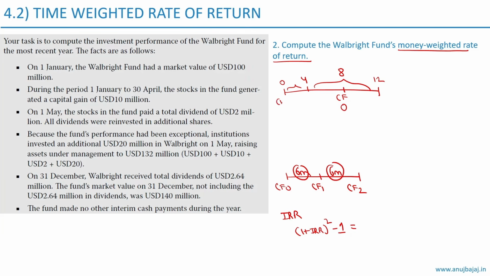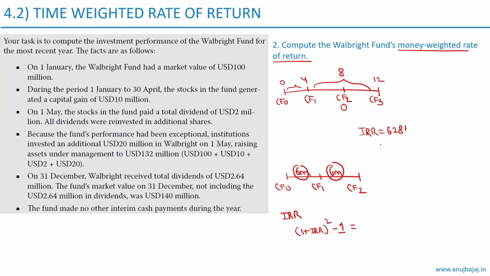So we have CF0, CF1, CF2 as 0, and we have CF3. So now we have equal periods where each period is of 4 months. When you enter the data into the calculator, you will get the IRR to be 6.28%. This 6.28%, the IRR is for the 4-month period.